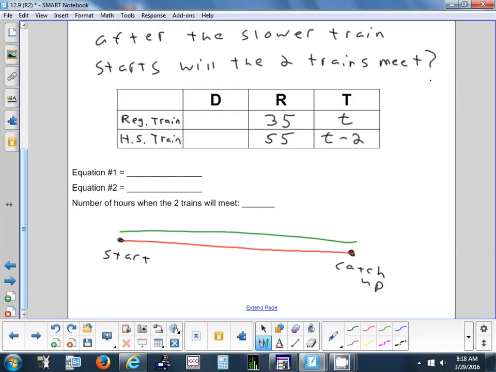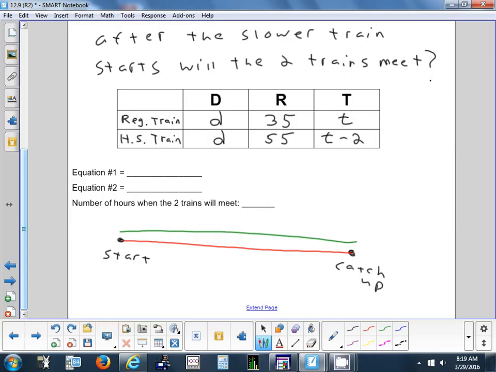Liz, what would be the answer then? So we don't know how far they traveled, but we know they traveled the same distance, so let's call them both D. Okay, any questions on that?